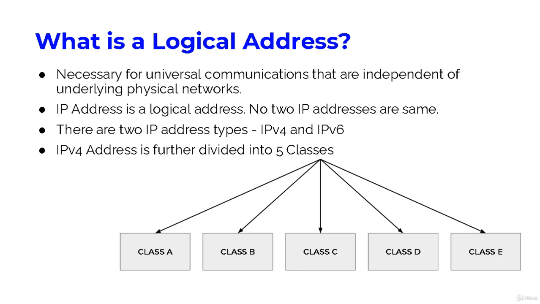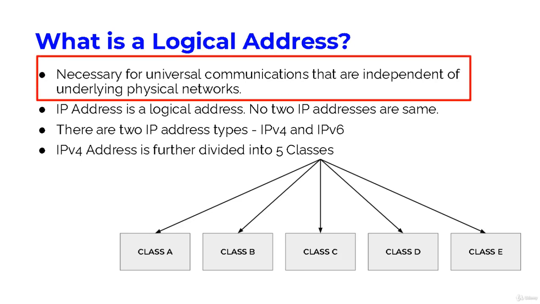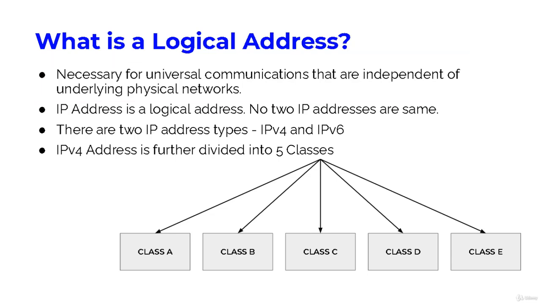What are logical address? Logical addresses are necessary for universal communications that are independent of underlying physical networks. Physical addresses are not adequate in an internetwork environment where different networks can have different address formats. A universal addressing system is needed in which each host can be identified uniquely regardless of the underlying physical network. The logical addresses are designed for this purpose only.